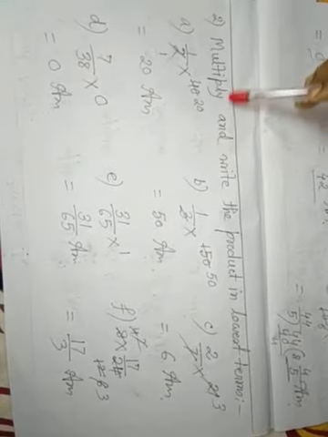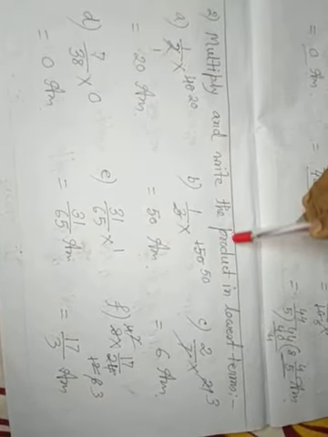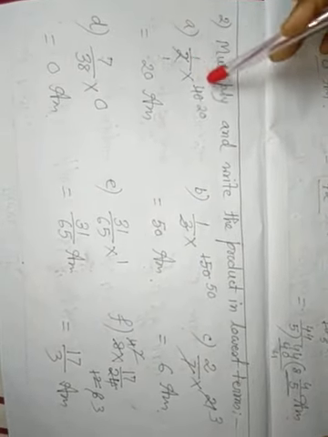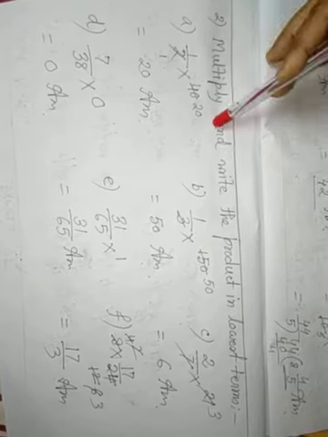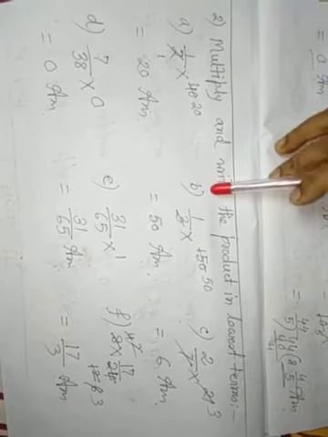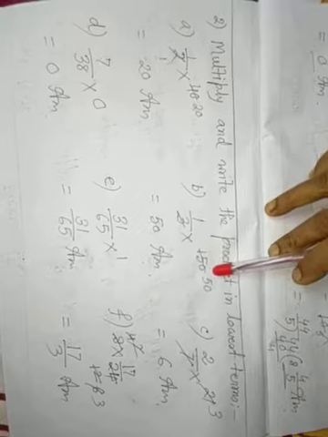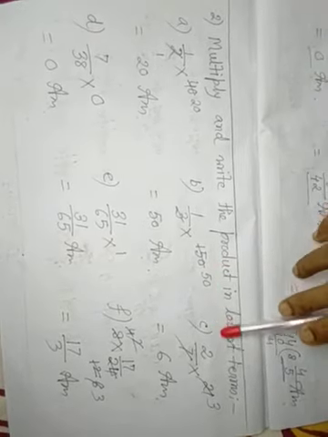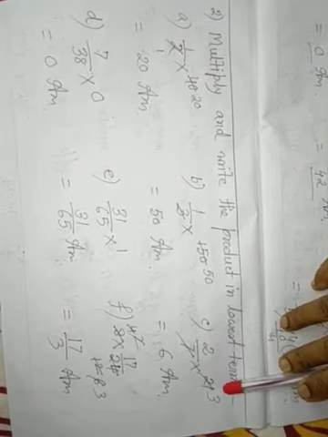Question 2, multiply and write the product in lowest terms. We have already known how to make lowest terms. A, 1 by 2 into 40. 2 twenties are 40, so 20. B, 1 by 3 into 150. 3 fifties are 150, so 50 is the answer. C, 2 by 7 into 21. 7 threes are 21. 2 into 3 is 6.